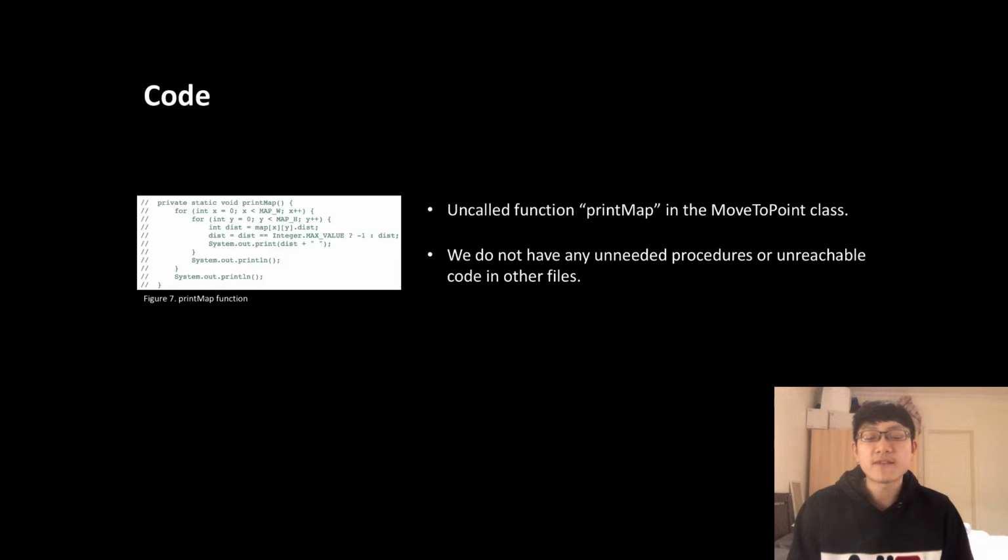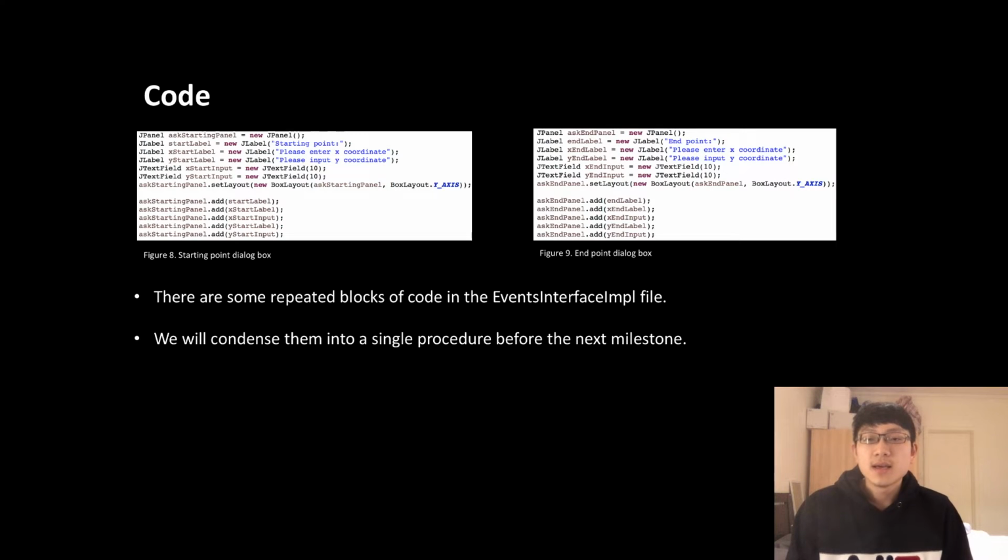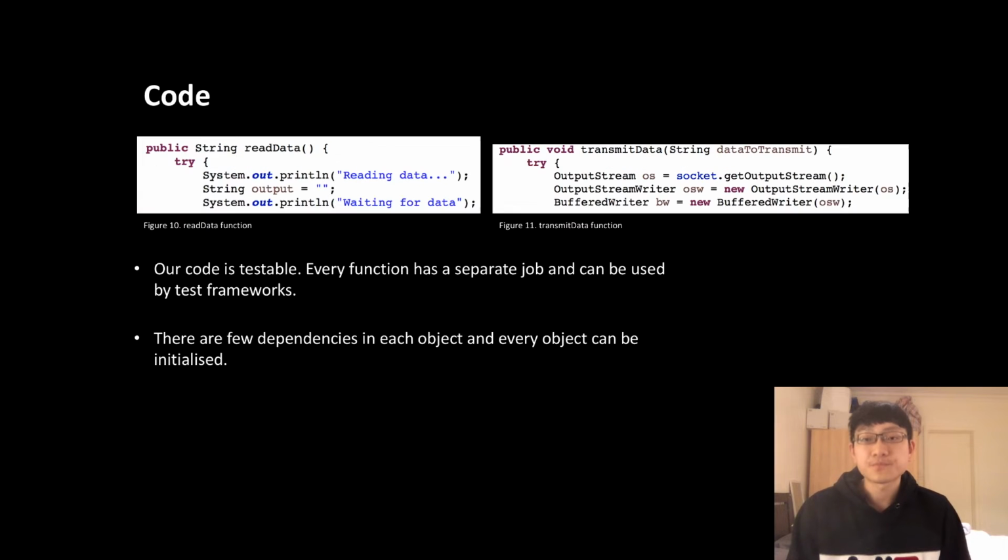In our code, we have an uncalled function print map in the move to point class. This function is for the future development. We do not have any unneeded procedures or unreachable code in other files. In our code, there are some repeated blocks of code. For example, in Figure 8 and Figure 9, those two pieces of code are actually very similar. We can condense them into a single function. We will do this in the next milestone.